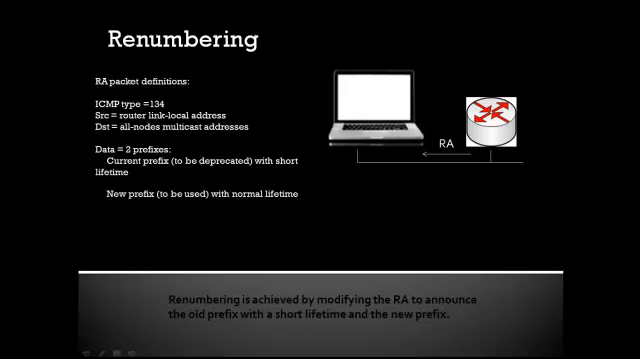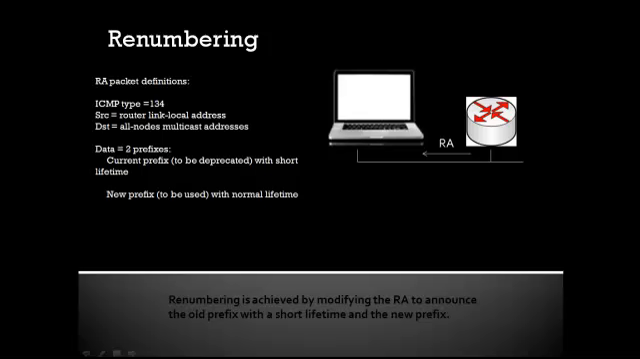Renumbering of nodes is achieved by sending router advertisements. These messages contain both the old prefix and the new prefix. By decreasing the lifetime of the old prefix, this tells the nodes to use the new prefix while still keeping their current connections opened with the old prefix. During that period of time, nodes have two unicast addresses to use. When the old prefix is no longer usable, the router advertisements will include only the new prefix.